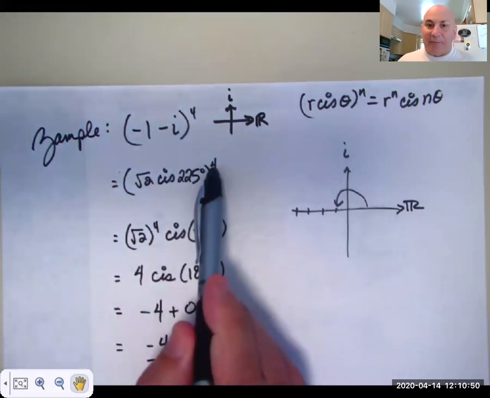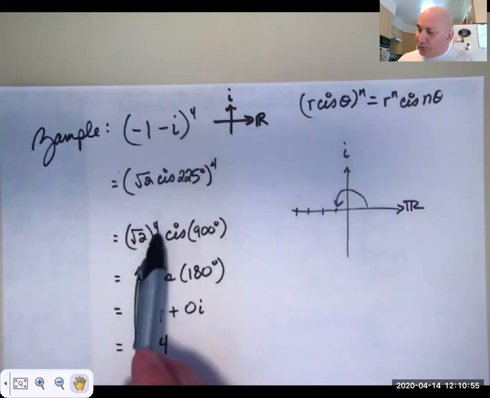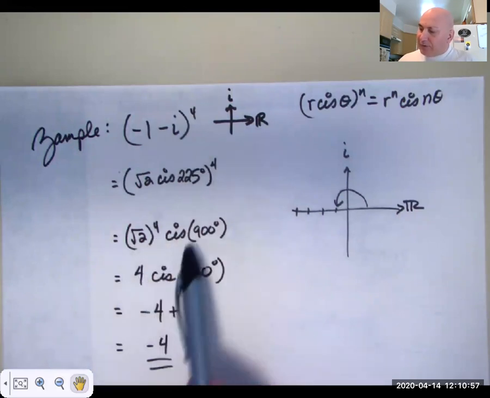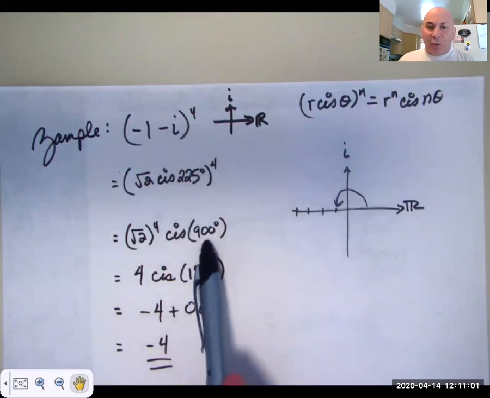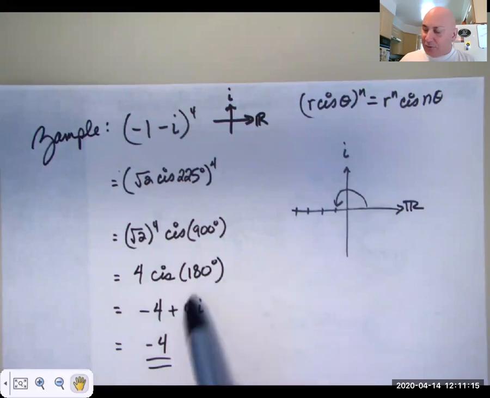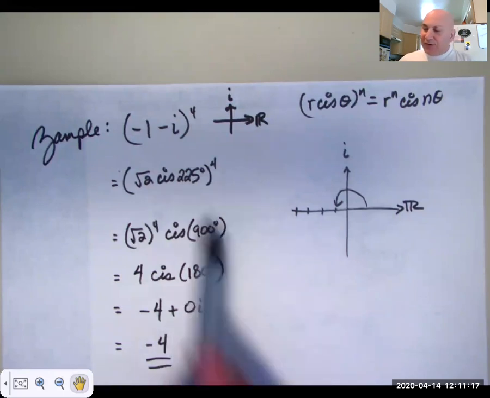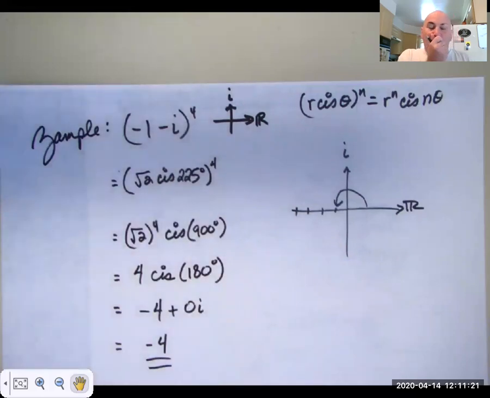Raise it to the fourth power. Root 2 to the fourth is 4. 4 times 225 is 900 degrees, which is coterminal with 180, which is negative 4. Cosine 180 is negative 1. 4 times negative 1 is negative 4. Sine 180 is 0, so there's the 0i. So this number raised to the fourth power is negative 4.